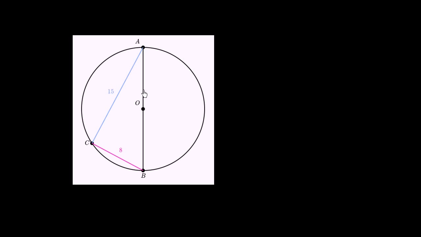AB is definitely the diameter of the circle. It's a straight line. It's going through the center of the circle. O is the center of the circle right over here. And so what do we know?